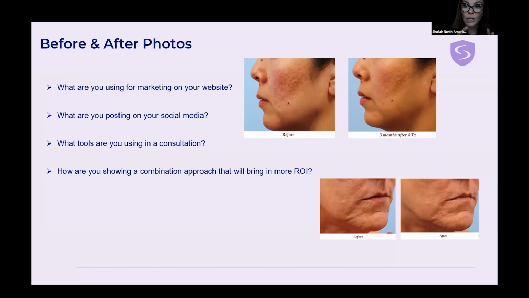So instead of the patient needing to wait and do 6 treatments every month to see their final result, now we can do 2 or 3 really large combination treatments and they're seeing those results in half the time.